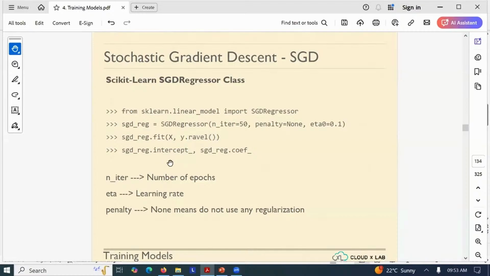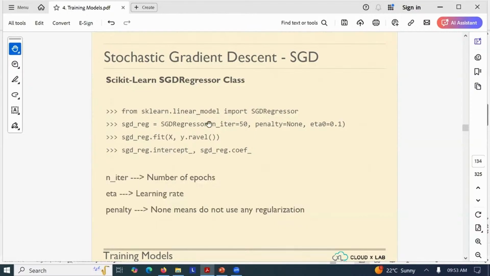Suppose you have two unknowns, theta 0 and theta 1. If you want to print the unknown values, you can use intercept and coefficient, right? Coefficient means theta 1 and intercept means the bias term, right? So y is equal to mx plus c, where m is the slope and c is the intercept, right? So if you want to print the unknown values theta 0, theta 1, you can print them, right? Okay.